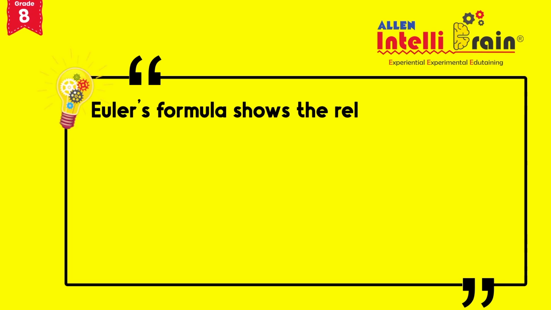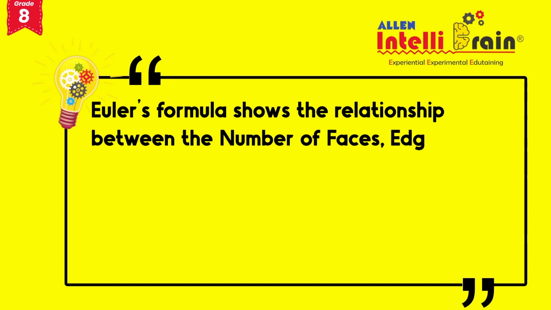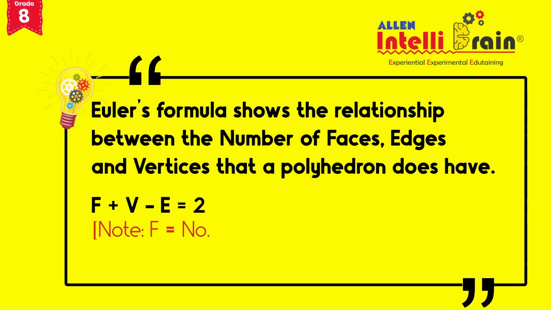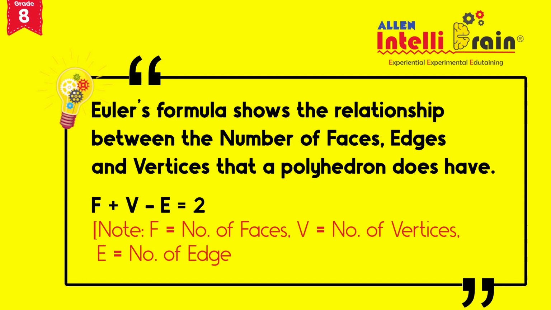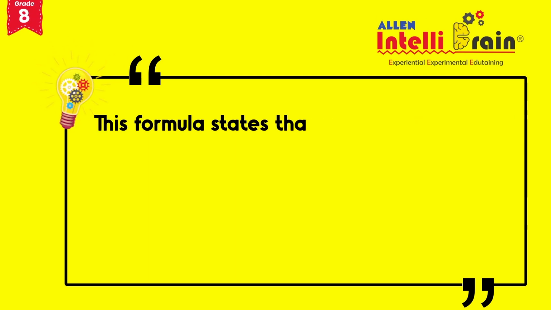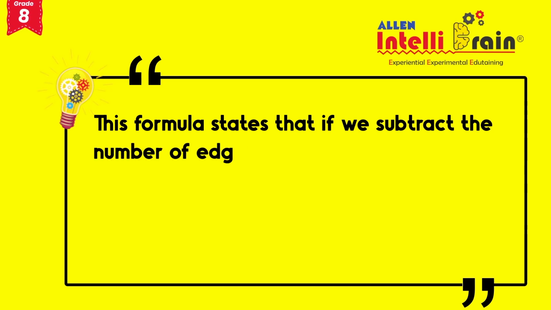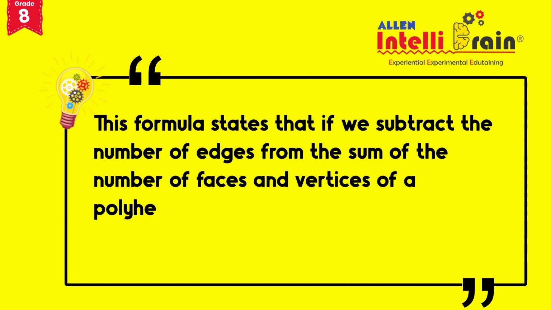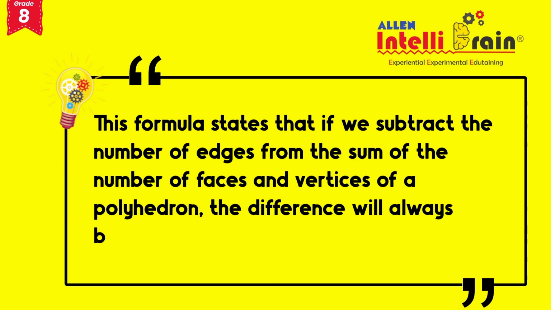Euler's formula shows the relationship between the number of faces, edges and vertices that a polyhedron has. F plus V minus E equals 2, where F is the number of faces, V is the number of vertices and E is the number of edges. This formula states that if we subtract the number of edges from the sum of the number of faces and vertices of a polyhedron, the difference will always be 2.